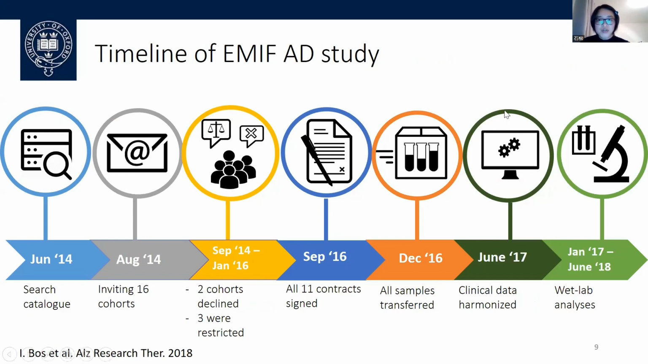This slide shows you the timeline of the EMIF AD study. As you can see, this study was initiated in June 2014. Initially, we invited 16 cohorts to take part in this study. After the QC, we signed 11 contracts. After that, we transferred all the samples to one center to do the experiments. We harmonized all the clinical data. We finished all the wet lab analysis in June 2018. And for the rest of the time, we have been doing the data analysis.